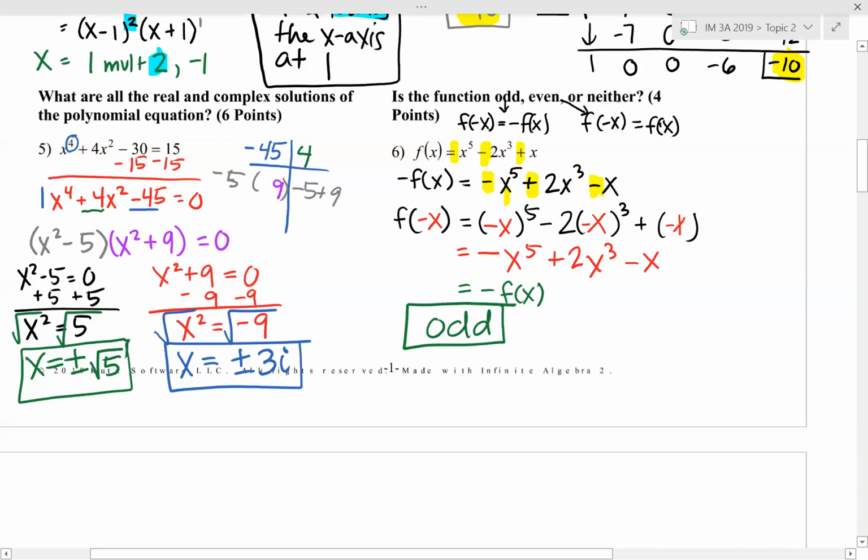It would be neither if it didn't match either of them, right? So if the signs matched this, if this was positive, negative, positive, then it would be even. If there was something different entirely, so maybe if this one didn't change but the rest did, that would make it a neither.